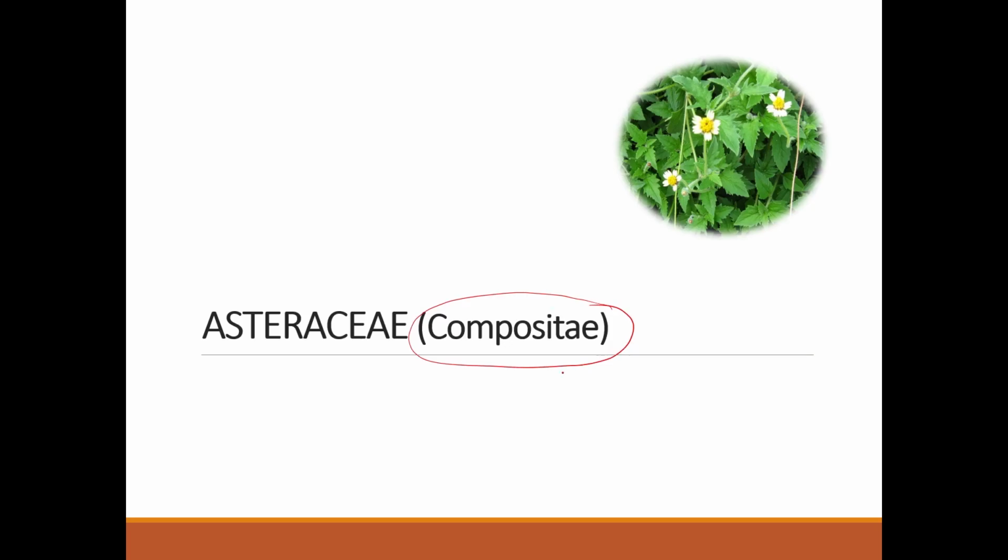Because of the International Code of Botanical Nomenclature, its name has now changed to Asteraceae. As you have already studied, under the International Code of Botanical Nomenclature the family name ends with -aceae. That's why the name of this family changed from Compositae to Asteraceae.